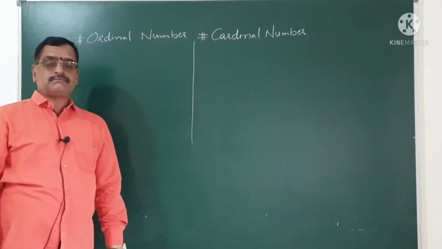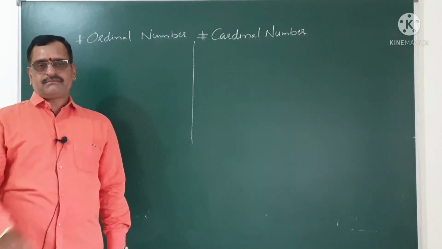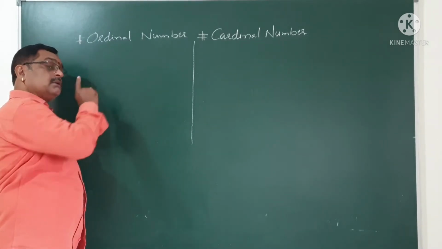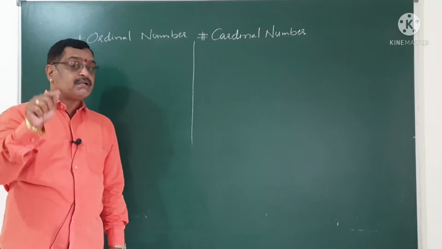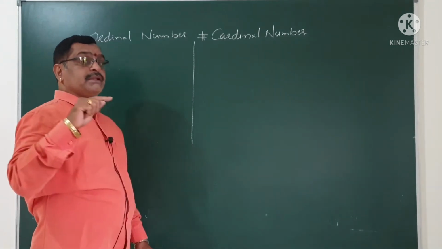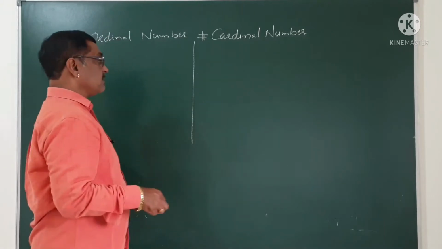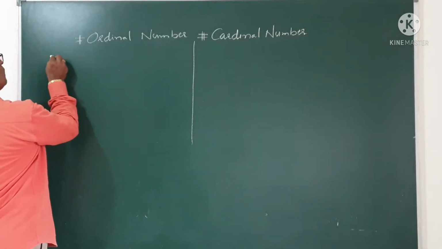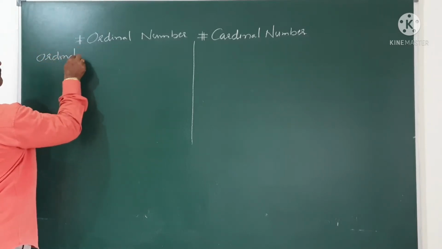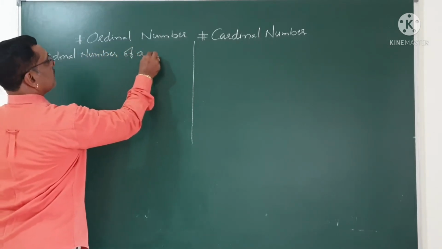Ordinal number is defined for an element of a set, whereas cardinal number is defined for the entire set. So let me explain one by one. Here, ordinal number means the number of an element.